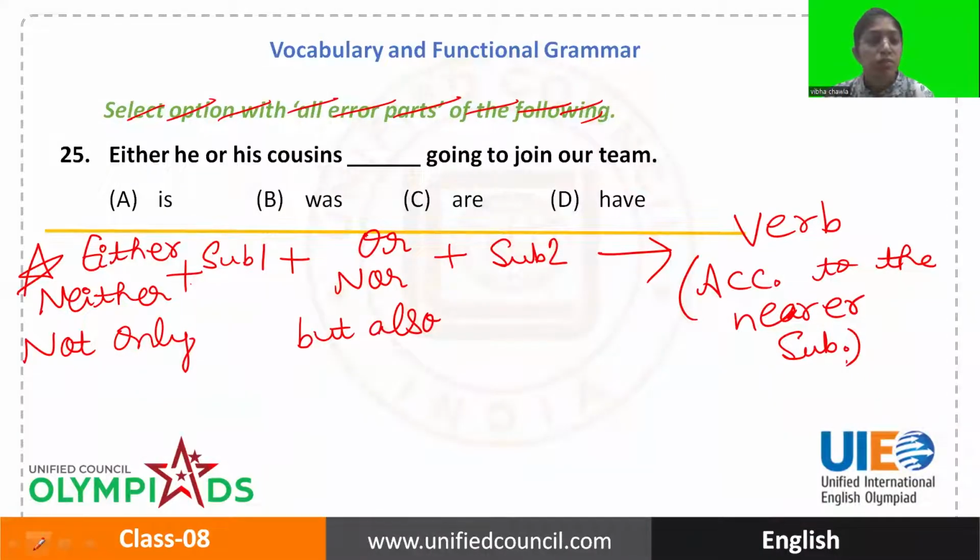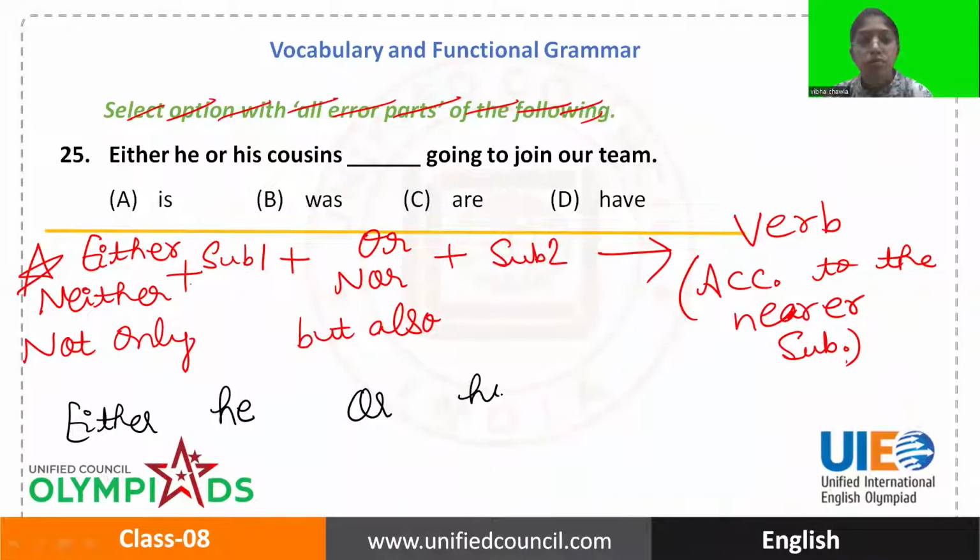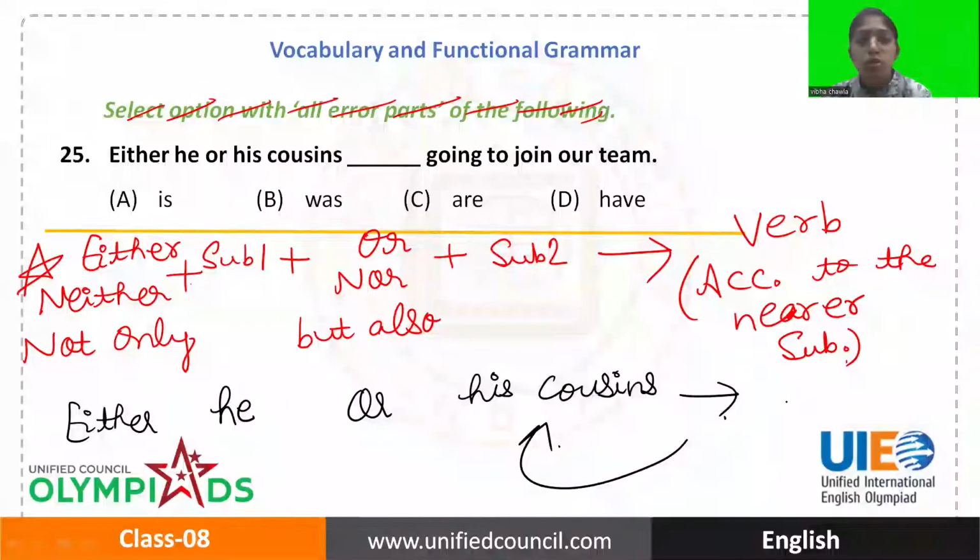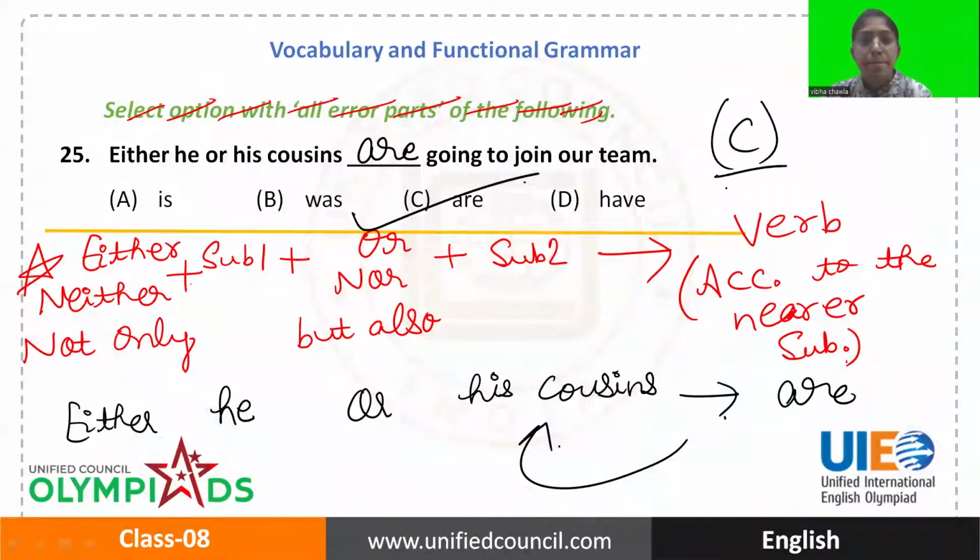So now see, either he, subject number one, or his cousin, subject number two. Verb should come according to the nearer subject, which is plural, so it should be are. Either he or his cousins are going to join our team. So it is option C. Have is anyway incorrect before ing.